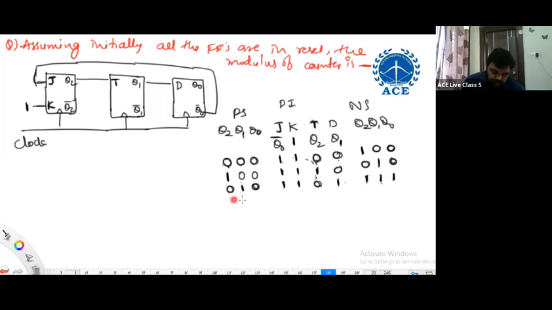That 111 is the present state at the next clock cycle. Based on 111, deriving inputs: Q naught bar is 0, K is 1, Q2 is 1, Q1 is also 1. Then JK 01, next state of JK flip-flop will be 0. T flip-flop T input is 1, next state will be complement of present. Presently 1, next is 0. D flip-flop D input is 1, next state is 1. Right? Next 0, 0, 1 is the present state.